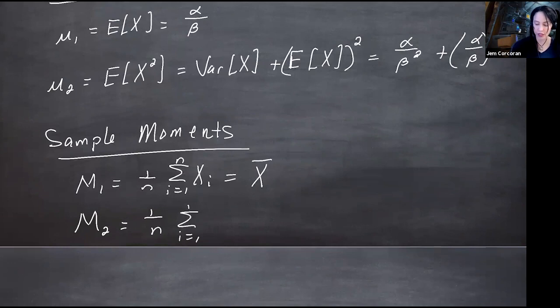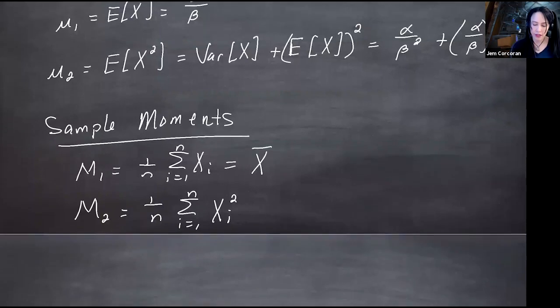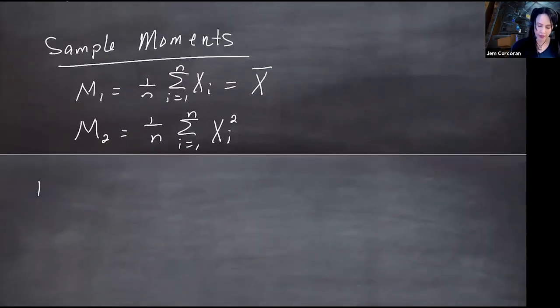So the sum from 1 to n of xi squared, and we don't really have a name or symbol for that. I mean, some people write x squared bar, but they're defining that as they go. It's definitely not a standard notation. So I'm going to equate the moments.